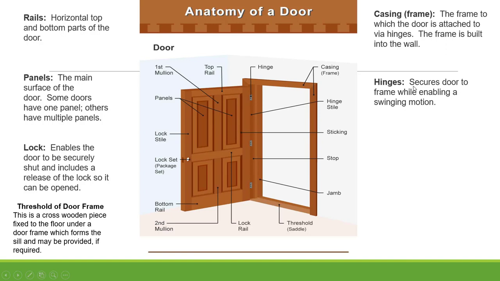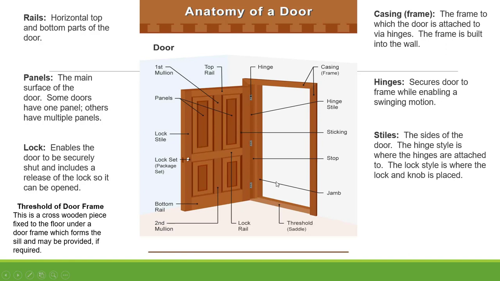What are hinges? Hinges secure doors to the frame while enabling a swinging motion. These hinges are provided to help the door open and close. It helps to swing the door in either direction. Styles are the sides of the door, the hinge style. These are the sides of the door, right?